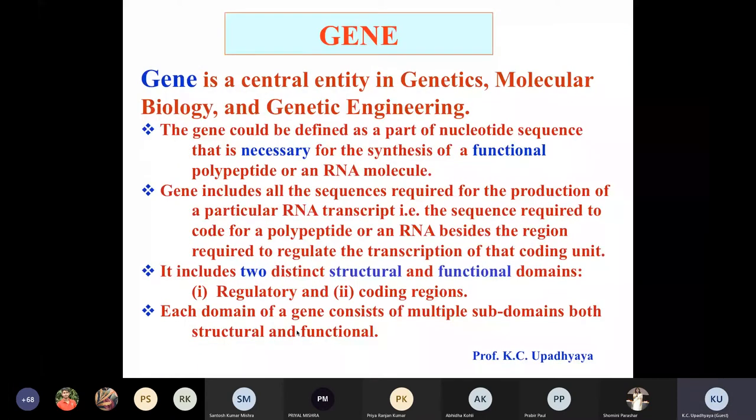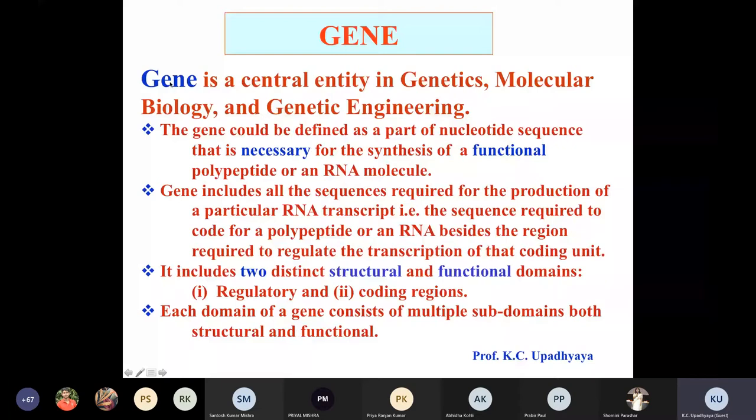Now let's go back a little bit. We talk about molecular biology, basic things. We always talk about the distinction between molecular biology and biochemistry. Molecular biology is basically the biochemistry of the gene. Everything related to the gene is molecular biology. The gene is the central entity in genetics, in molecular biology, and also in genetic engineering, when we talk about gene manipulation. So the central player in this case is called the gene.